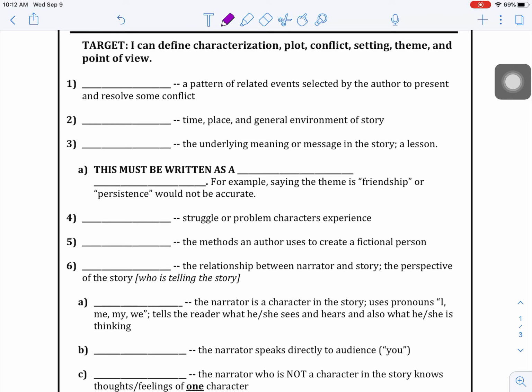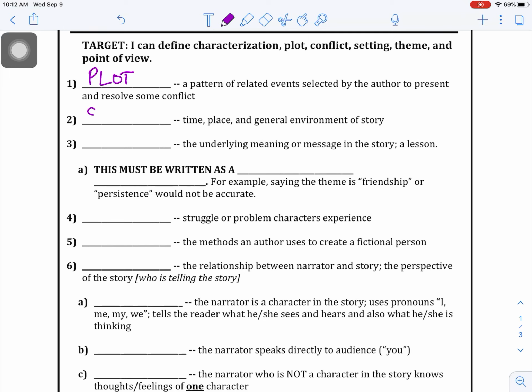So the first set of terms you are going to be recording in your notes all meet this first target. I can define characterization, plot, conflict, setting, theme, and point of view, some of the basics of literature. So number 1, you will want to write in the word plot. And if you are recording the entire definition, obviously pause this as much as you need to. But plot is simply a pattern of related events selected by the author to present and resolve some conflict. It is your entire story, the plot.